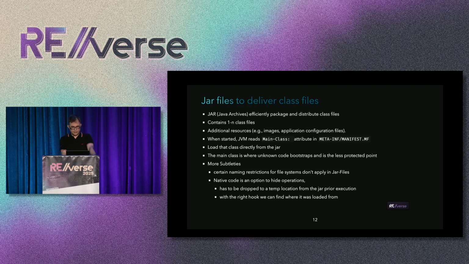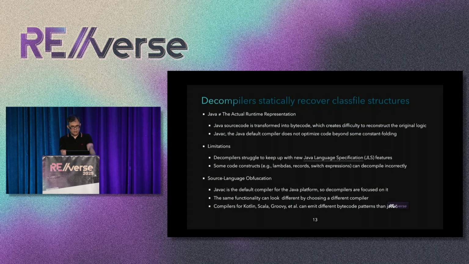So, more subtleties: there are certain naming restrictions, for example, for file systems, which don't apply in jar files. You can have native code. The native code can be in the jar, but it has to be dropped into a temp directory. That's where the stealthiness may go away. So you don't find that much native code in unsolicited jars. Yeah, you may want to use a decompiler to get to what is actually going on.